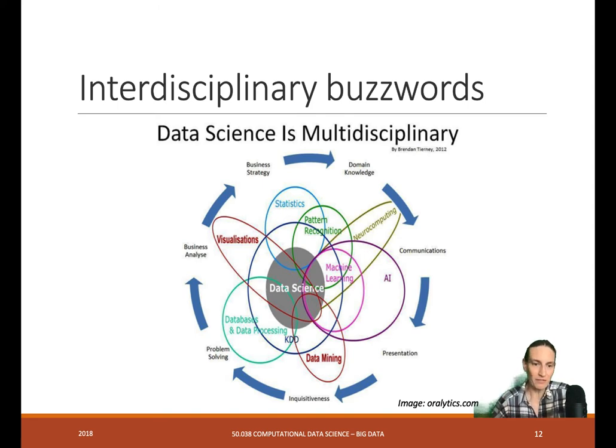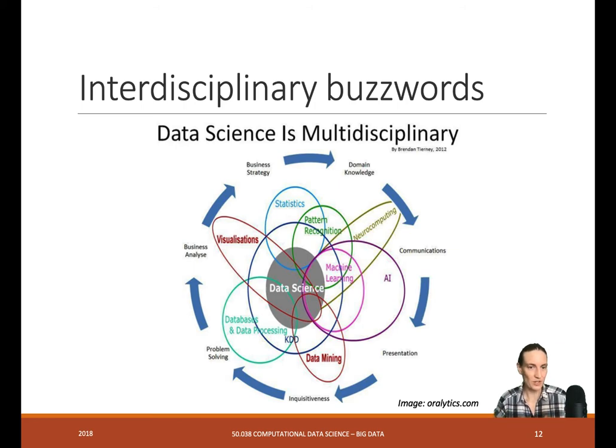This graph is one of the many graphs that you'll find on the internet like this. All of these graphs have circles or Venn diagrams for data science, data mining, AI, machine learning, statistics, and they're all interconnected. And in this particular one, data science is quite central. This is because data science really relies on all of the technologies, the mathematics, the statistics, the pattern recognition, visualizing the data, and also using all these techniques to get the patterns, get the insights, and get the knowledge, right?